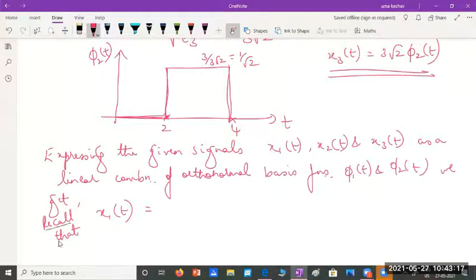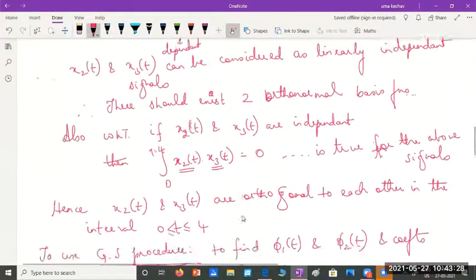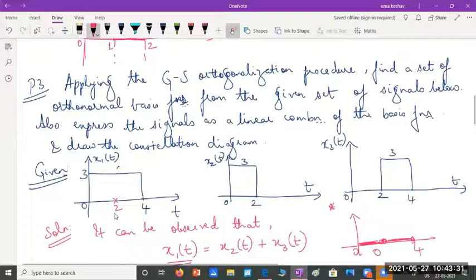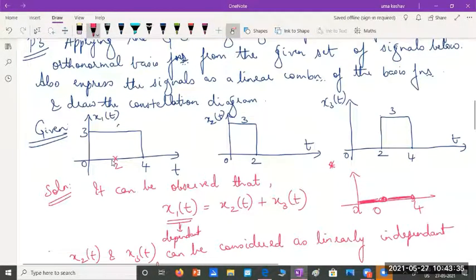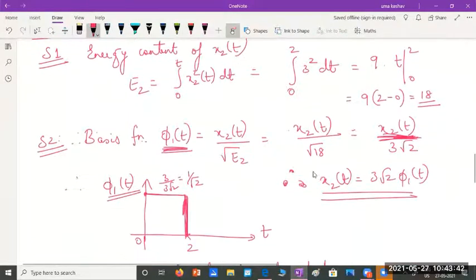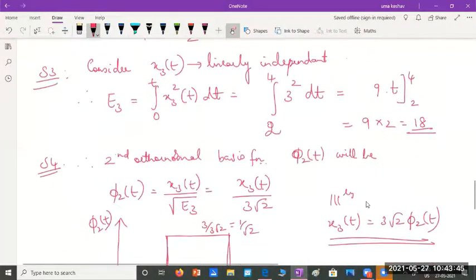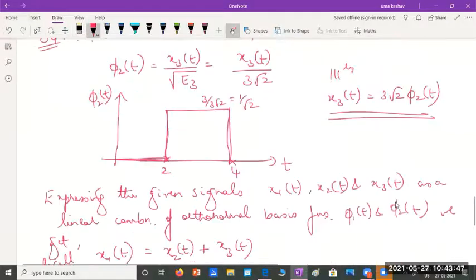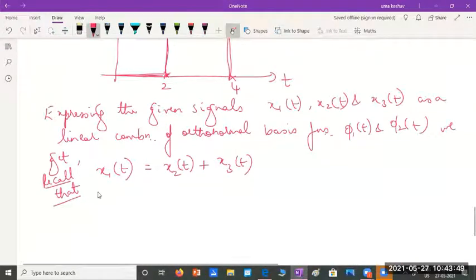Now you recall that x1 is a linear combination of x2 and x3. We clearly saw this relation in the beginning itself. Given x1 was like this and x2 and x3 were like this, we could clearly see x1 could be obtained by adding x2 and x3. And I know the expression for x2. I know the expression for x3. So if I substitute that, what will I get?